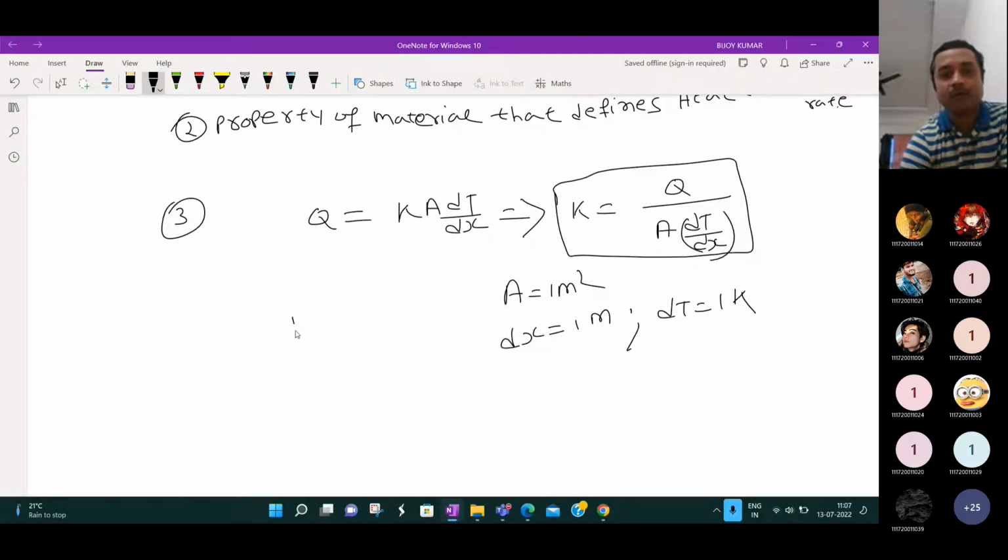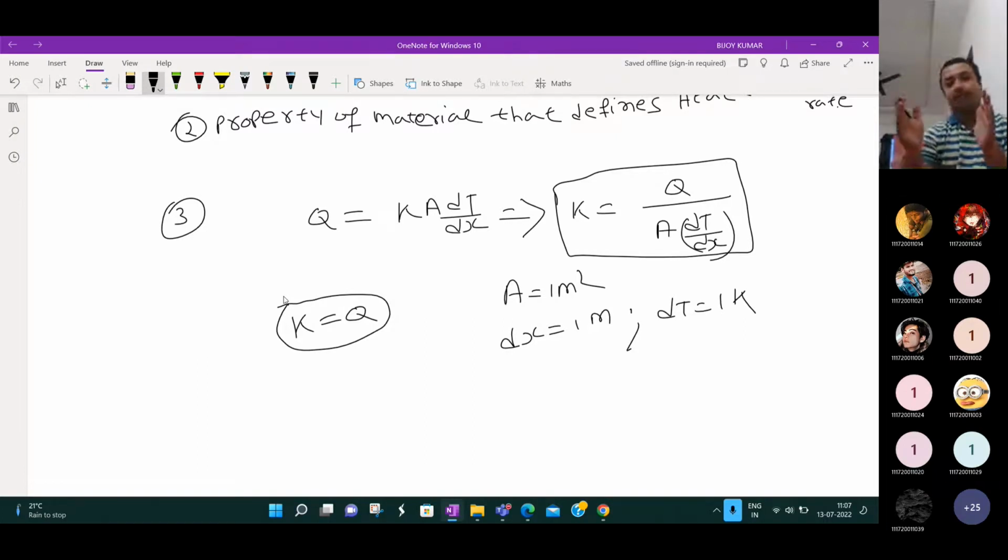And what will be the value of K? K will be Q. Yes or no? If you take the area as 1 meter square, delta X means the length of the material is 1 meter, and delta T means the temperature difference between the two sides is 1 Kelvin, then what will be the value of K? This is 1, 1, 1. So K will be Q. So this is the third definition.